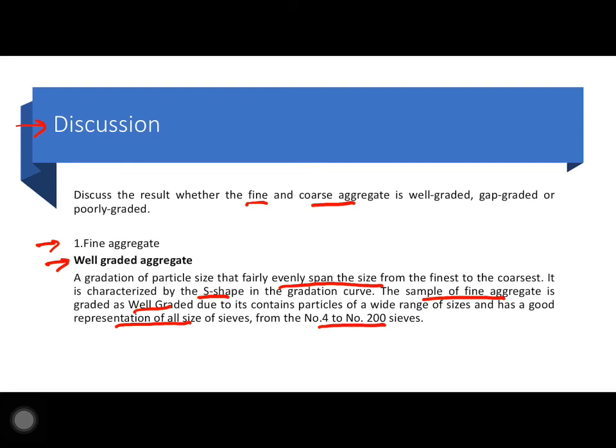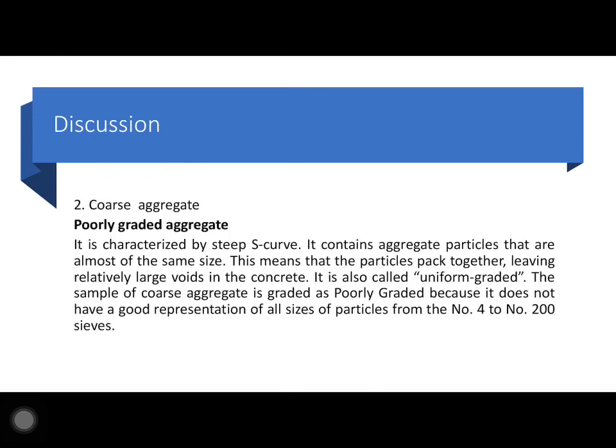And then for the coarse aggregate, what can you discuss? Here, for the coarse aggregate, we determine that it is poorly graded based on the steep S curve. Here it contains aggregate particles that are almost of the same size. This means that the particles pack together leaving relatively large voids in the concrete, and that is also called uniformly graded. So as usual, it is based on your experimental data. After you get the experimental data, you have to tabulate it into a table, then you can plot the graph, then you can do your own analysis.